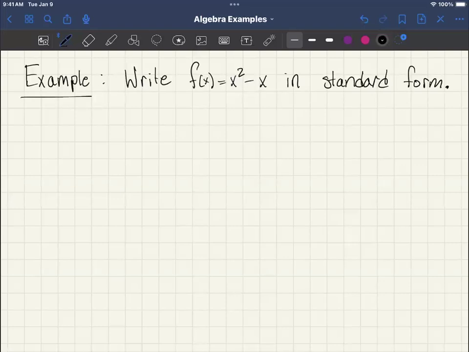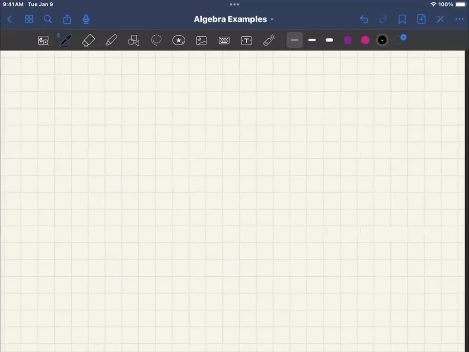All right, let's get into it. So we are asked in this example to write f of x is equal to x squared minus x in standard form. Before we get too deep into that, let's remind ourselves what the difference is between standard form and general form for a quadratic function.